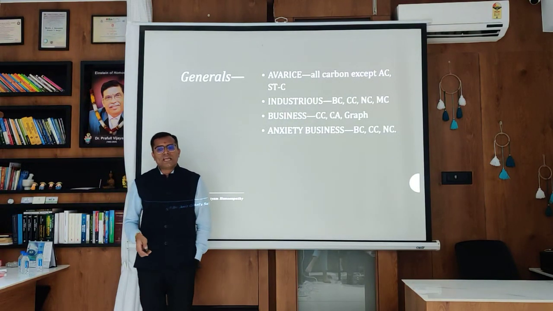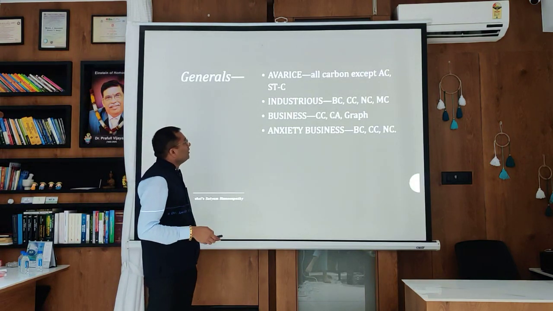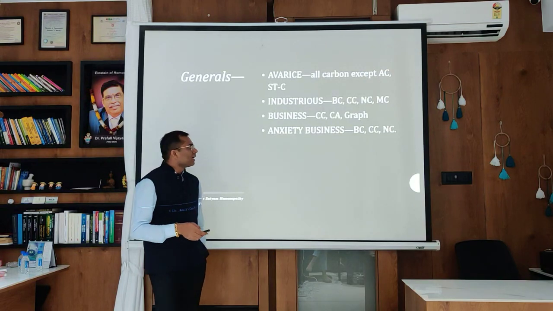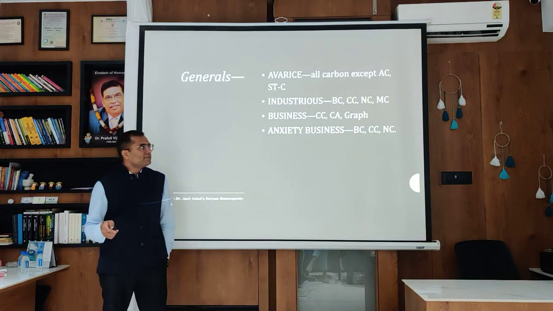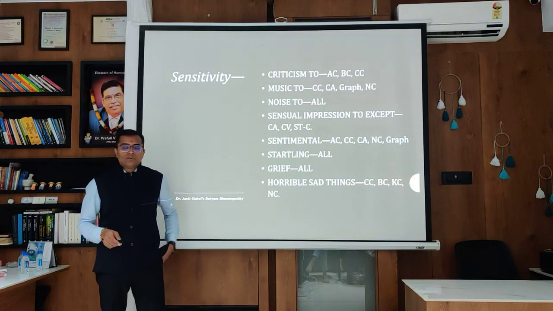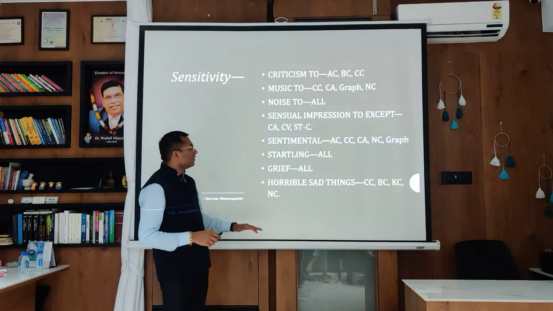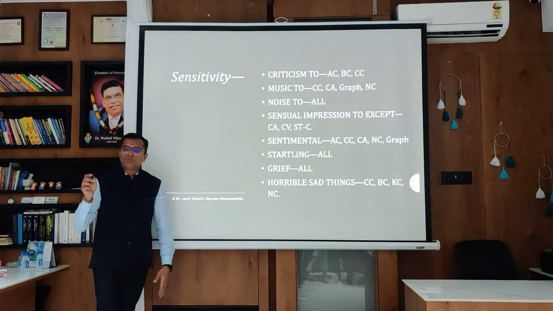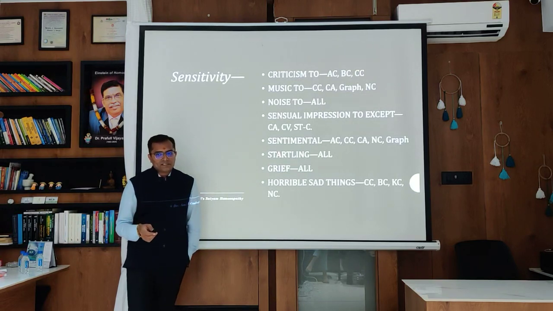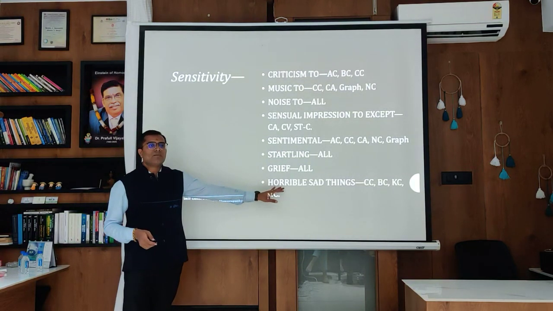General, so all carbons are average except strontium carb, industrious. Baryta carb, Lac carb, Natrum carb, business minded, Lac carb, Graphites, anxiety, business aptitude. So all Baryta carb, Lac carb, and Natrum carb. Sensitivity. See, I am giving you all carbons and carbonicum components, not just Carbo veg or Carbo animalis. So in that, sensitivity to criticism, music, noise, sensual impressions, sentimental, sensitivity to startling, sensitivity to grief, and horrible sad stories affect them profoundly. So all carbons have this sensitivity.